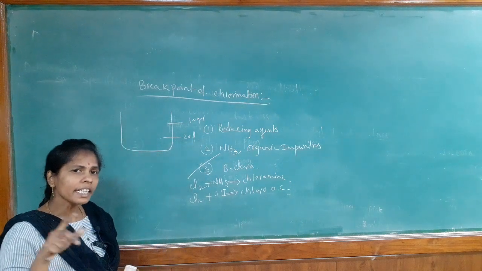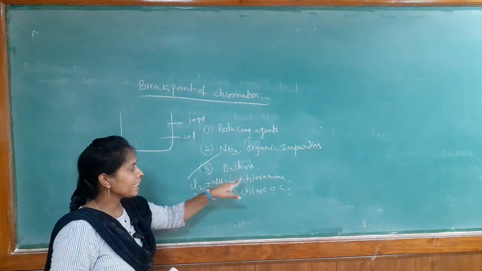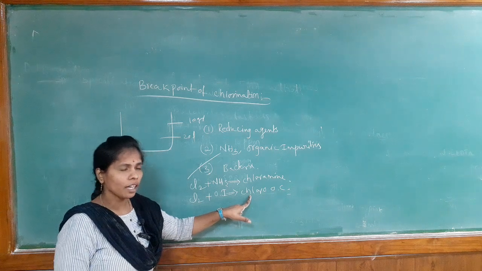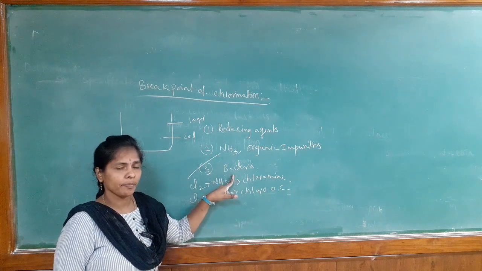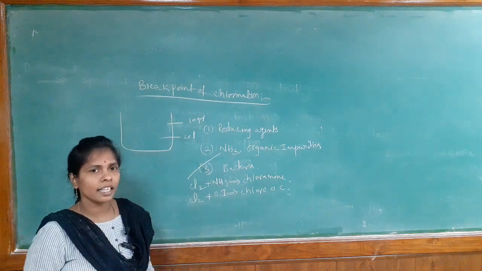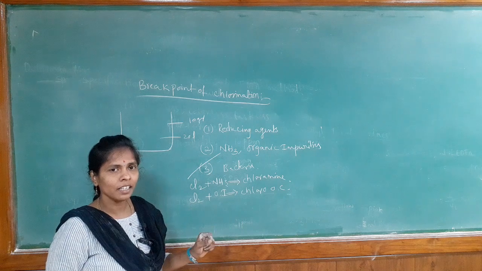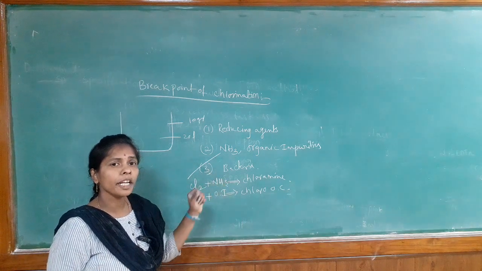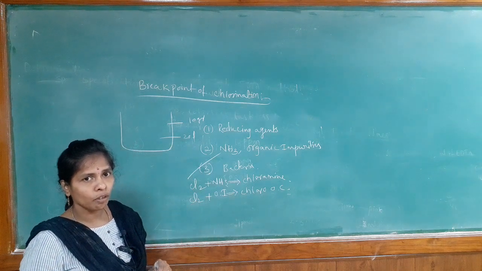When we add at the third stage, it is killing the chloramine and the chloroorganic compounds. In addition to that, it is also killing the entire bacteria in the water sample. That means at the third stage, the entire bacteria in the water sample is killed. So, the third point, stage 3, is called the break point of chlorination.